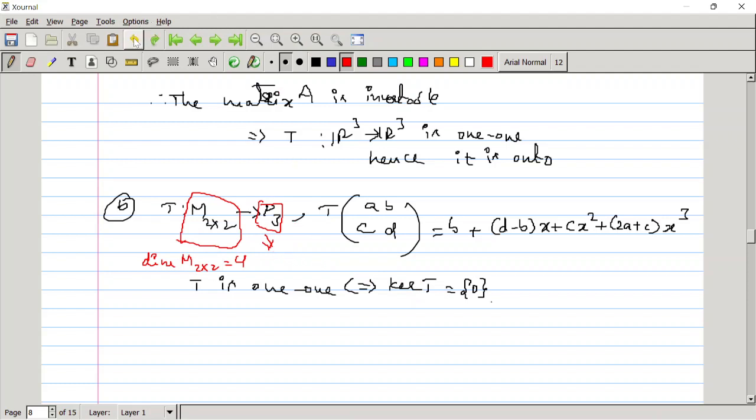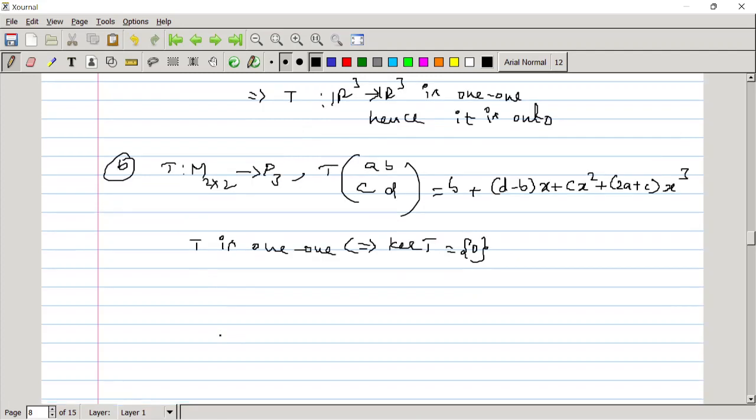So we are going to check that. From that we can say whether the linear transformation is an isomorphism or not. Let's take one element in kernel T and prove that the element is 0. Let the matrix A B C D belong to kernel T, that implies T of this matrix is 0.